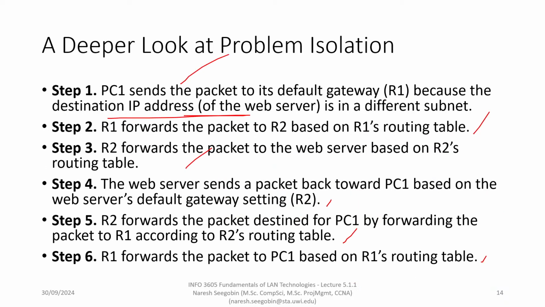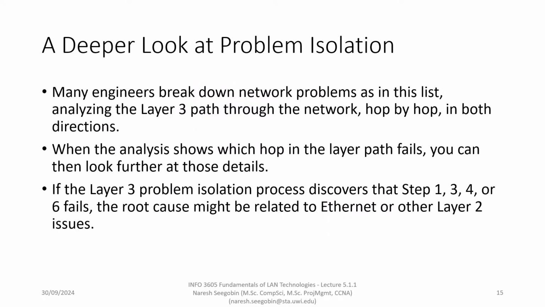Right, skip that. So it's forward and back at step 6. This list analyzes the layer 3 network hop by hop in both directions, which I just described. It shows which hop in the layer, and you can look further at those details. Like I said, you check further and further as you go along.